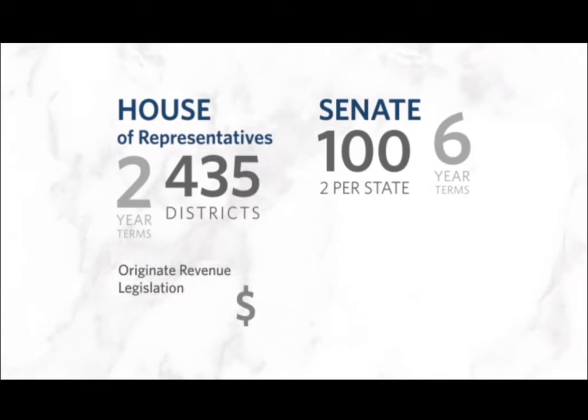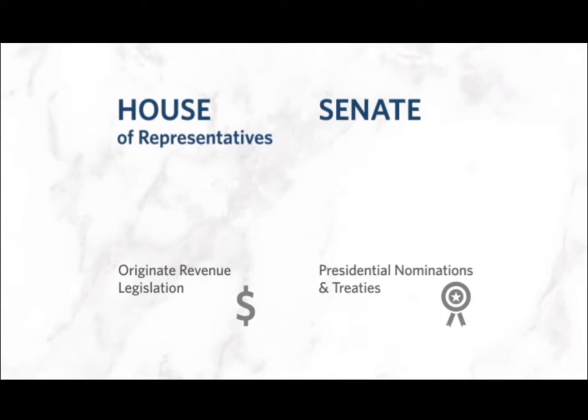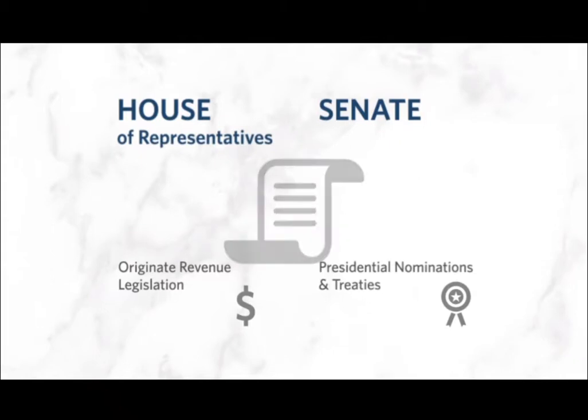Only the House can originate revenue legislation, and only the Senate confirms presidential nominations and approves treaties. But the enactment of law always requires both chambers to separately agree to the same bill in the same form before presenting it to the President.